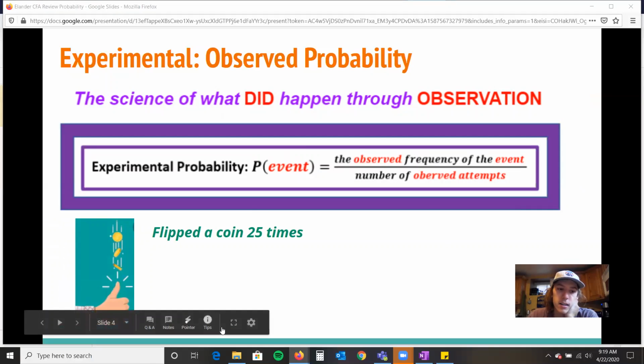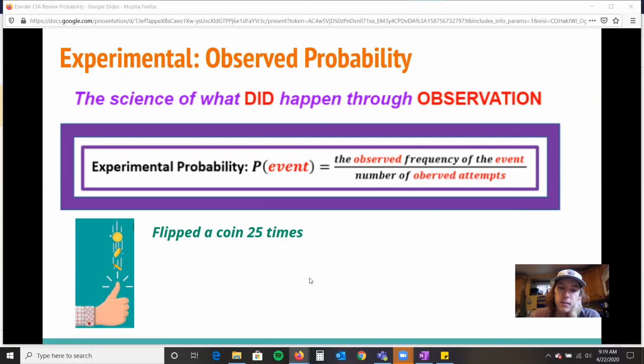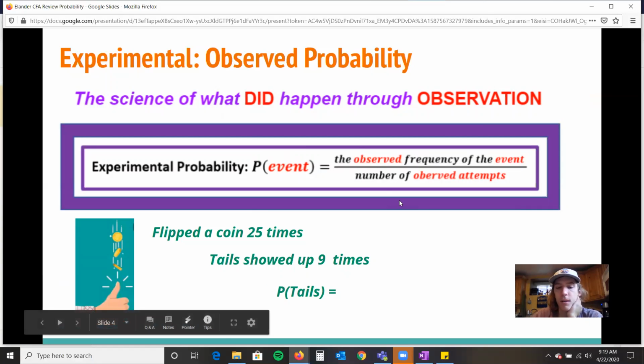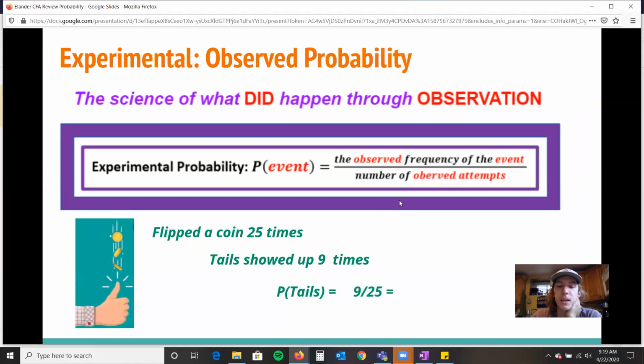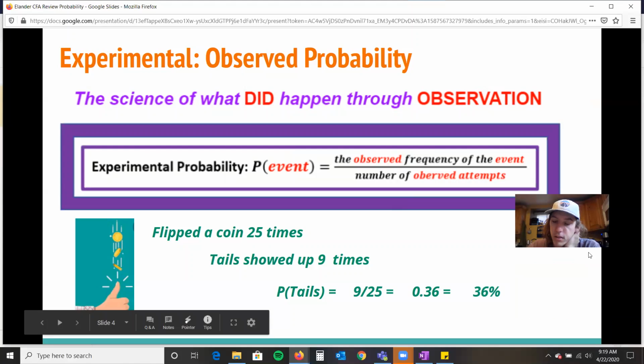And here's another similar example. We flip a coin 25 times, and tails shows up 9 times. We could write it like this: the probability of tails happening for experimental probability would be 9 out of 25 times. And so our probability would be 9 out of 25, or 0.36, or 36%. You can get these two numbers, guys, if you need a percentage, by dividing these two numbers.